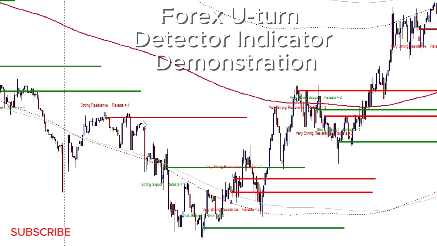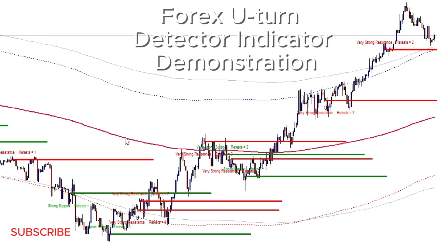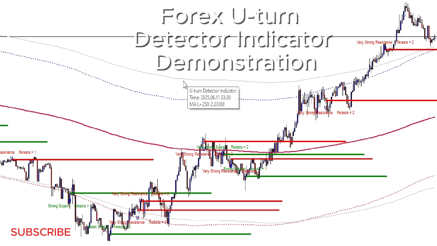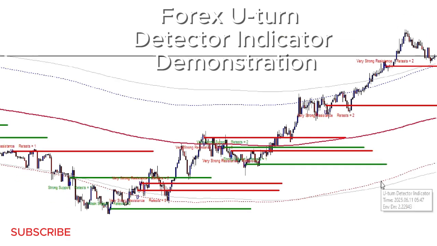Now we are going to the chart. This is the appearance of the U-Turn Detector Indicator. This is how it appears. As you can see, it has the red horizontal lines and the green horizontal lines. Also, we have this middle red line. We have the envelope lines here, you can see.